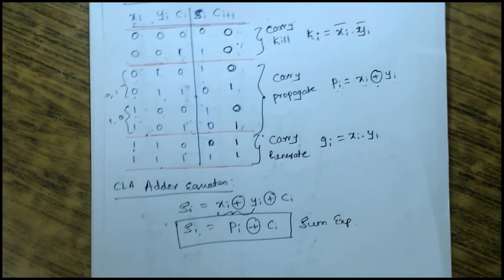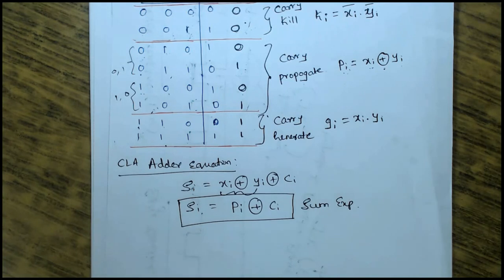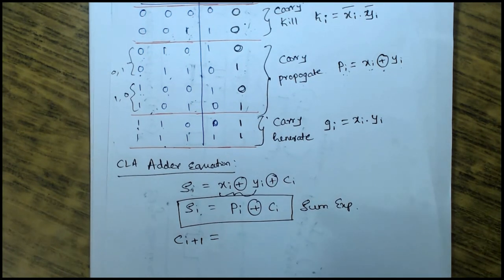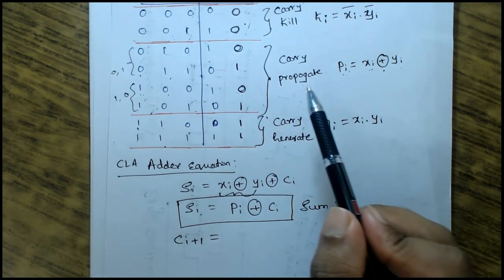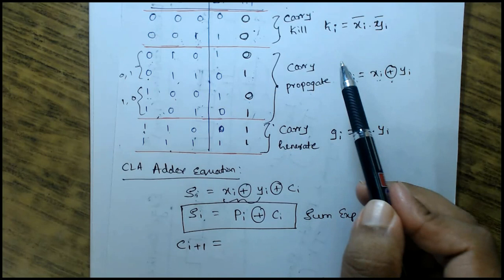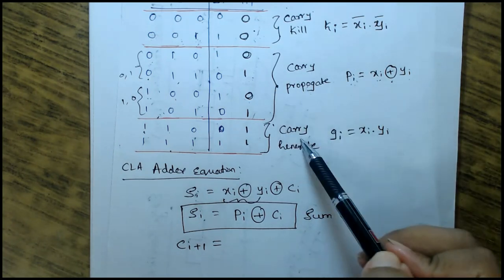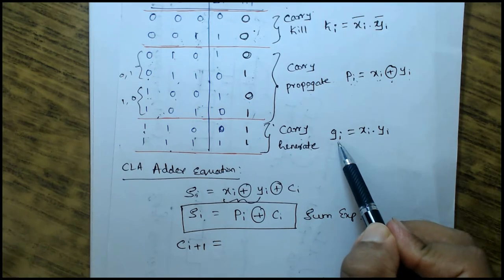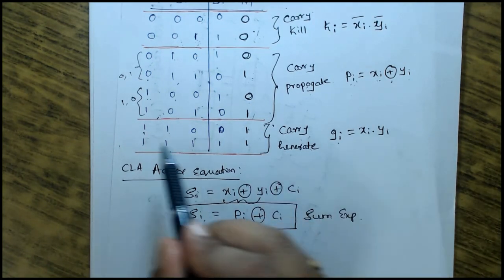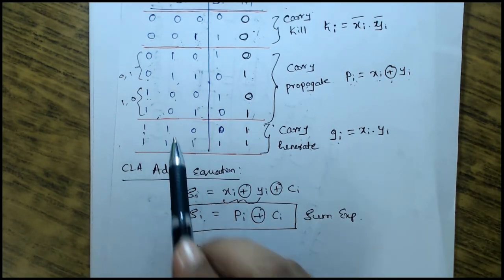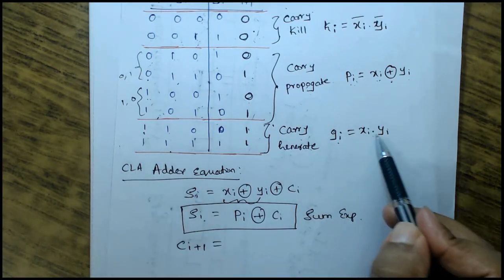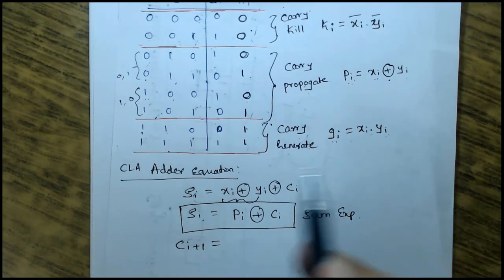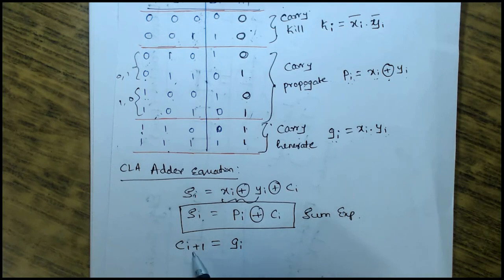In the same way, the carry expression goes like this. Carry i plus 1 means carry out. Carry i plus 1 will be set only during these two cases. Carry kill will not set the carry, so we will ignore it. In these two cases carry will be set. So how to write it? To generate a carry, it is always 1 1 here irrespective of your carry input, when xi and yi are 1. Xi and yi are 1 means its AND operation will give you gi. So whenever gi is 1, your carry i plus 1 should be set.